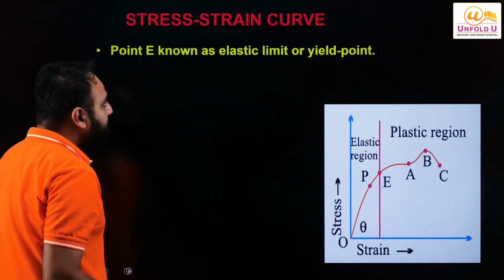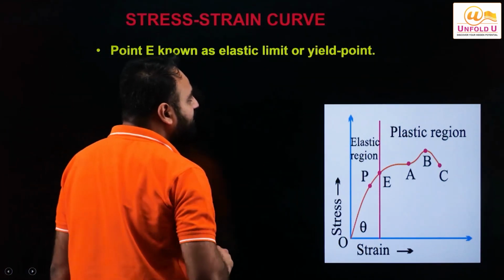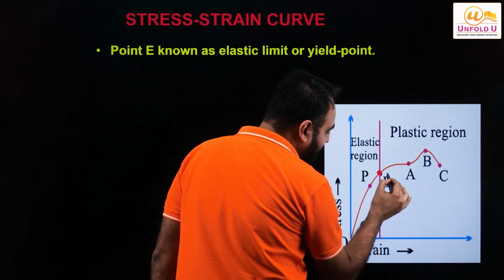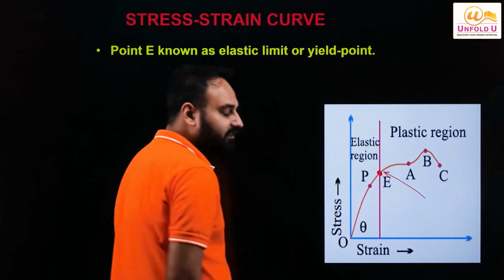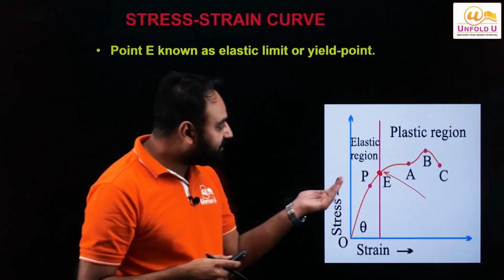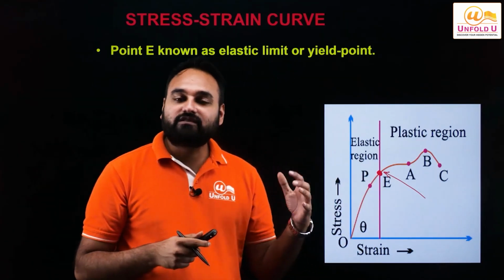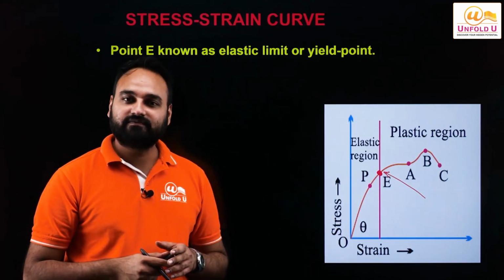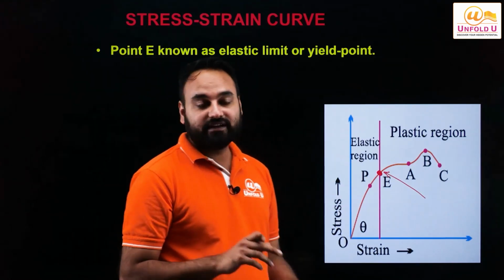Now, next is point E, known as the elastic limit or yield point. Now, this is something which you have to remember. This point E is called the yield point. Yield point means after this point, the body is not at all able to regain its original shape, right? So this is called the yield point, right?